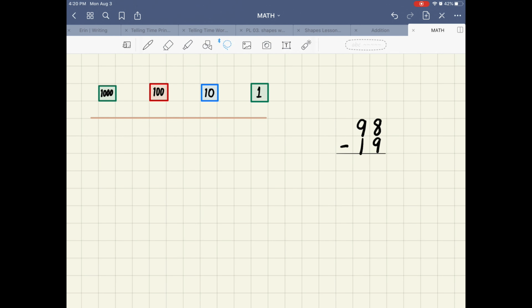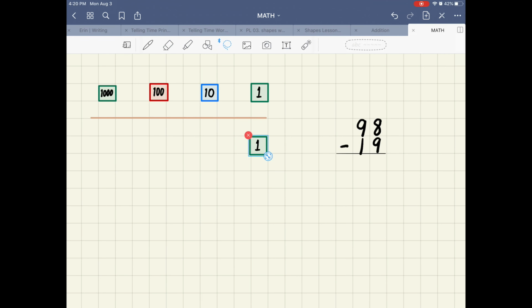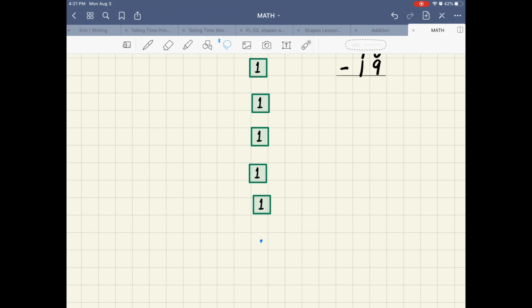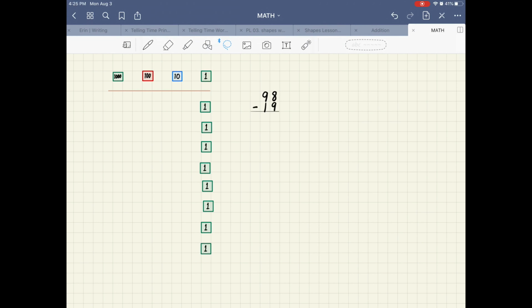Okay. So what do you do first, Zach? First, we do this. We need the lasso tool. And also, you can do this on an iPad or a paper. Okay, copy. First, you copy, next, you put 8 units. 1, 2, 3, 4, 5, 6, 7, 8. You're done with 8 units. What do you do next? Write the same as 10, 9 tens.